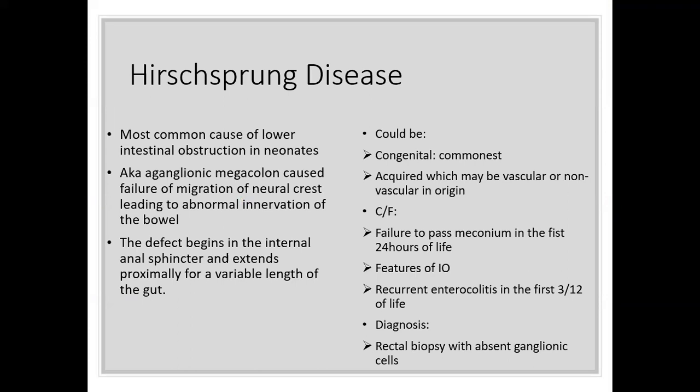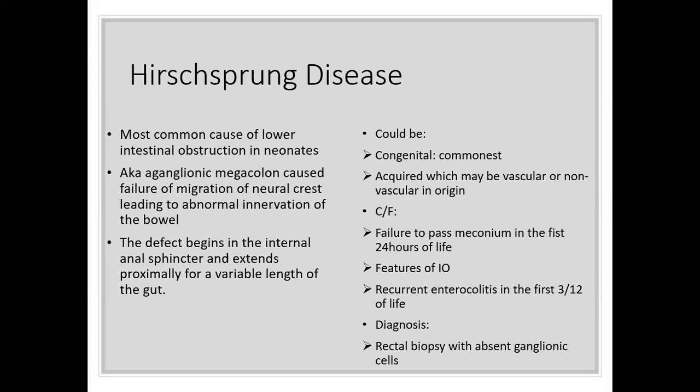All right, another GI problem is Hirschsprung's disease. This is the most common cause of lower intestinal obstruction in neonates. When a child is born not passing stool, with vomiting and a distended abdomen, you want to rule out Hirschsprung disease, and it's due to the absence of ganglion cells along the colon. So we have what we know as aganglionic megacolon. So there is no normal peristalsis in the bowel.